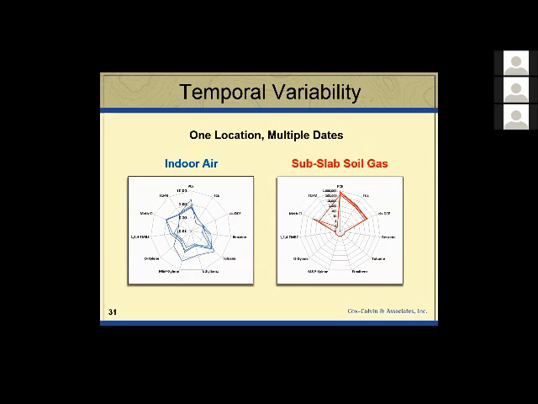Now I'm showing in this slide temporal variability. So I'm showing indoor air on the left, subslab soil gas on the right. And you can see that my variability, one location on different dates, is much greater in indoor air. I have about an order of magnitude difference there. Whereas my subslab soil gas variability is very low. My PCE, TCE, DCE varied over a year by no more than a factor of 3. And that's consistent with what Tom McHugh and various others have seen in soil gas.